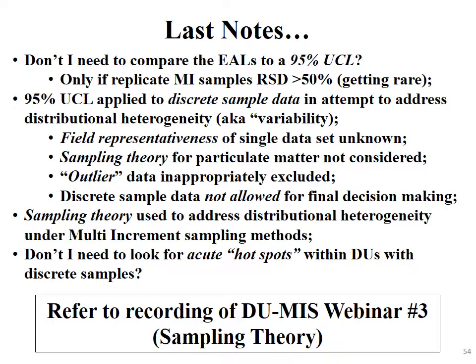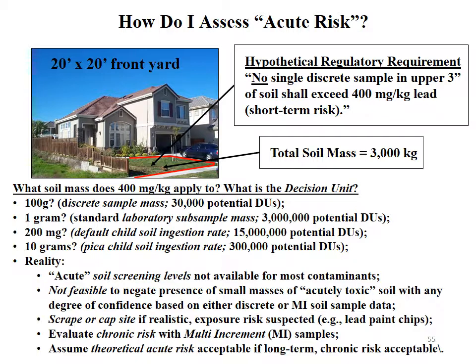So the last question I'll end up with is one that also often comes up. Well, don't I need to look for acute hotspots within a DU with discrete samples? That's the reason I should collect discrete samples. Let's look at that issue. And again, we discussed this in webinar number 3 in our DU MIS series. So how do I assess acute risk?